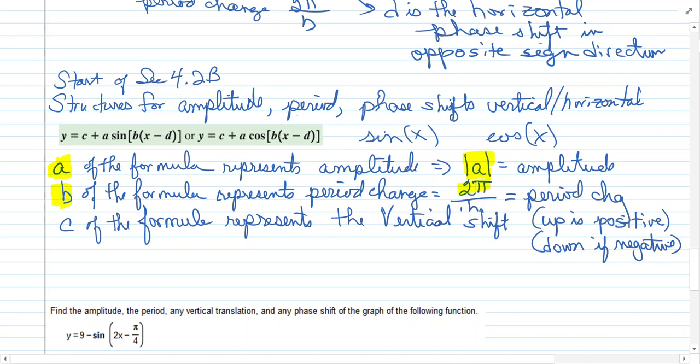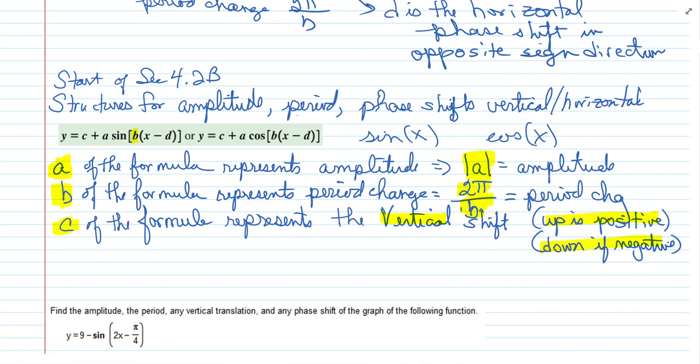Now we know it's normally, that's a B. We normally know it is 2 pi, and we divide by that B. Now remember, the B has to be factored out, and it must not be concerned with the plus or minus at the back. And then we have the C, which is the vertical shift, up if positive, down if negative.